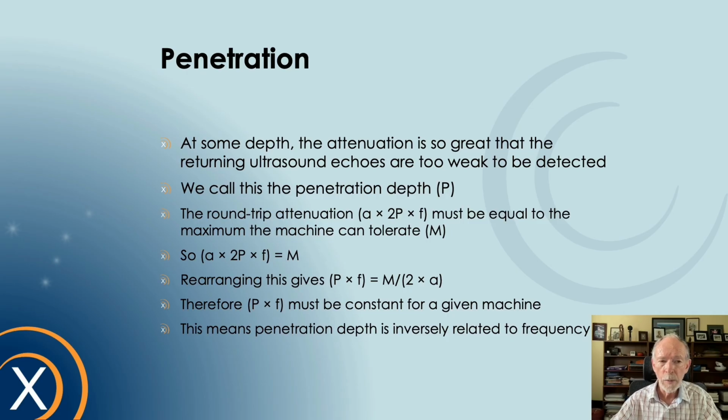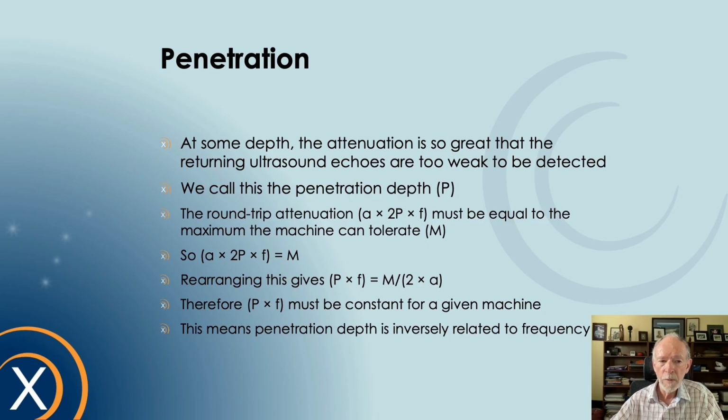Now, if I calculate the round trip attenuation for this particular depth, it is simply alpha times 2P times f, the frequency. And what we're saying is that that must be equal to the maximum amount of attenuation the machine can tolerate, and I've just used M as a symbol for that. And so we have the equation I'm showing here, that the attenuation coefficient of the tissues times twice the penetration depth times frequency must be equal to this maximum amount of attenuation the machine can tolerate.